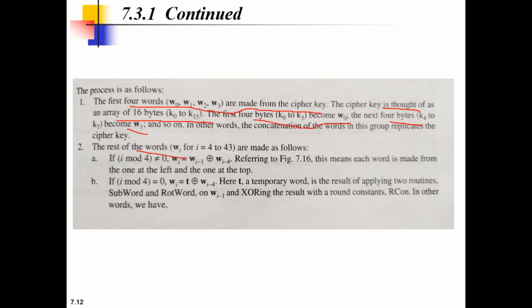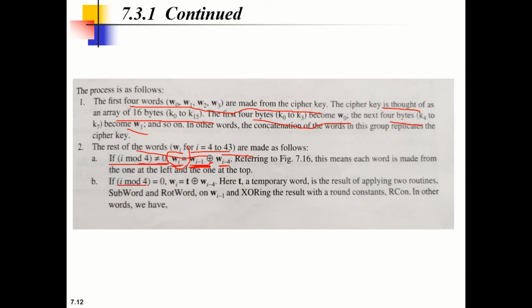Now, the rest of the words, from W4 to W43, are made up as follows. If i mod 4 is not equal to 0, which means the subscript of W is not a multiple of 4, then we consider the previous entry, which is i minus 1, because we are creating Wi right now. So this is W(i-1) XORed with the word which is 4 steps back to it, right? So we will be creating the new word using this expression.